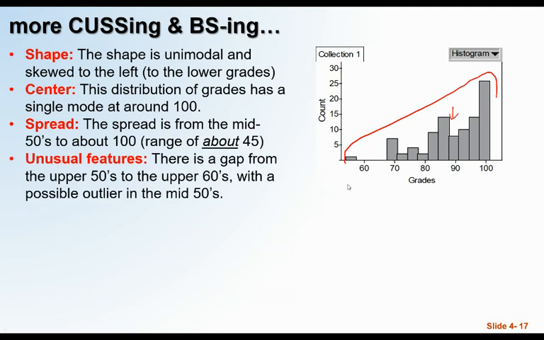And lastly, there is a gap from the upper 50s to the upper 60s with a possible outlier in the mid 50s. So we just check them off. The order that you put these doesn't matter. If I were doing this, I would have CUSS, BS, and I would go through and say, oh, there's shape, there's center, there's spread, and unusual, and we're looking for grades, and they got it, so we're specific, right? So that's how it's going to be graded when we go through and do that, both for homework, quizzes, tests, all of that.